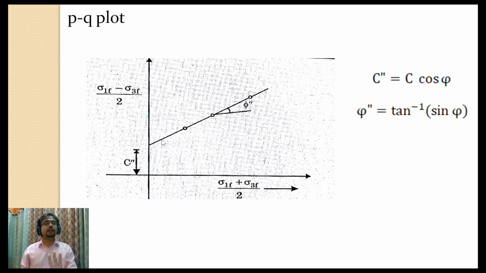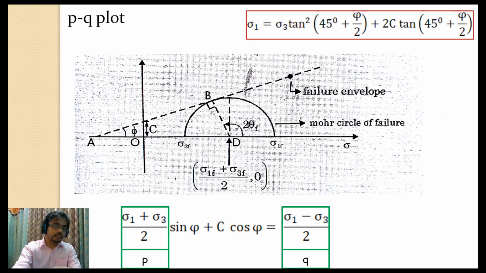So we can plot 3 points of PQ, and we can find a plot like this. As this is a linear equation, it will be a straight line. As it is a straight line, it will have some gradient, phi double dash. It is having a gradient of phi double dash. Now phi double dash can be found from this expression also. This is the simple equation y equals mx plus b, so you can find the gradient from here also.